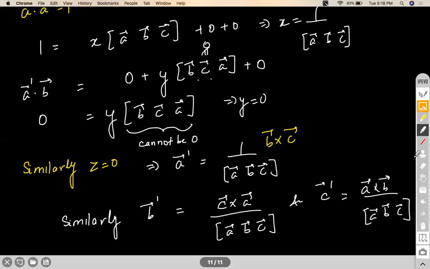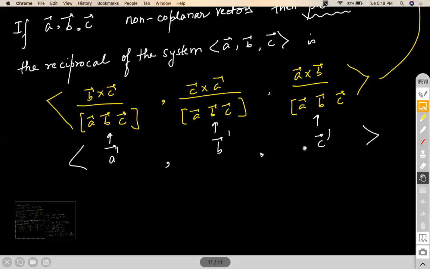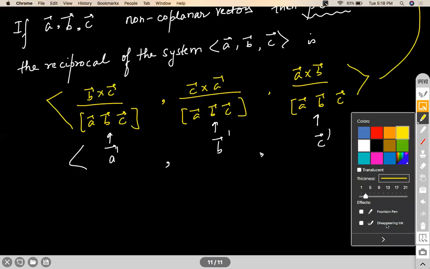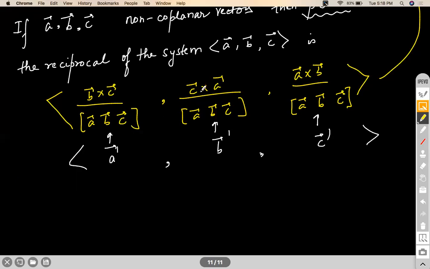So here is the conclusion: if A, B, C are known to you, its reciprocal system of vectors would be given by these three vectors, and vice versa. So if this is given, then this would be the reciprocal. So they are reciprocal of each other.